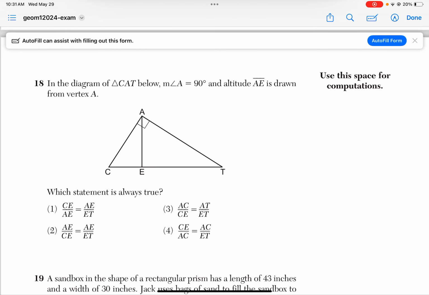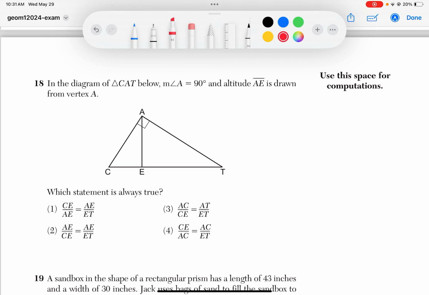Number 18. You have an altitude drawn here from vertex A. So first, this is looking for an always true statement. So there is a chance that this problem wants us to actually form the 3 similar triangles and make their proportions. I'm going to first look and see if I can get away with not doing that. So we have x, a, and b. X squared equals a times b.